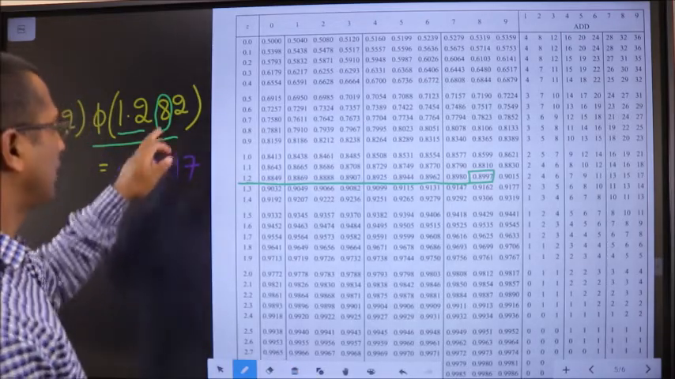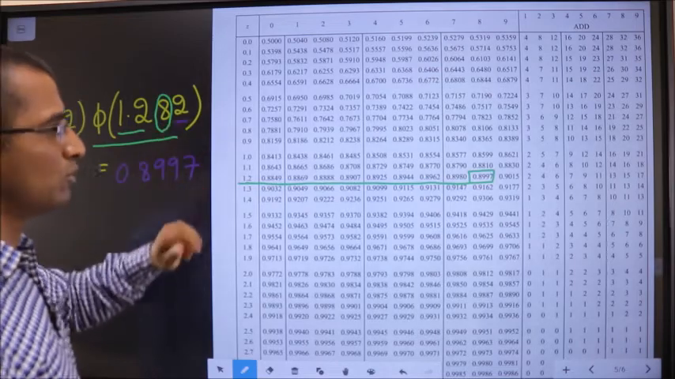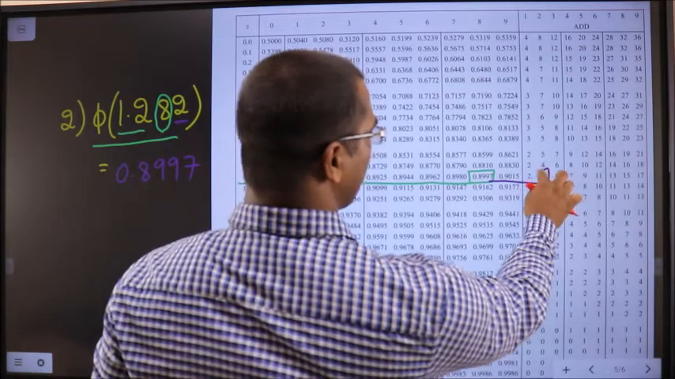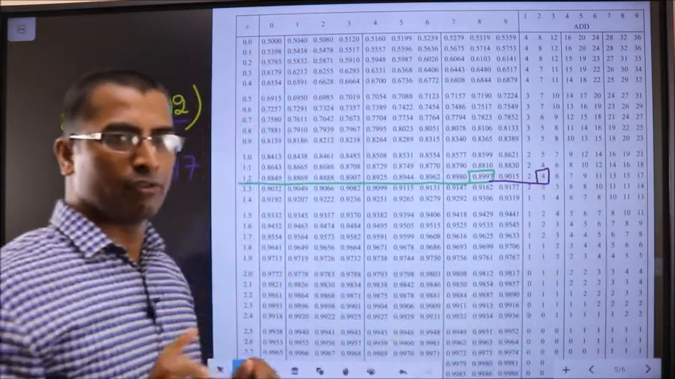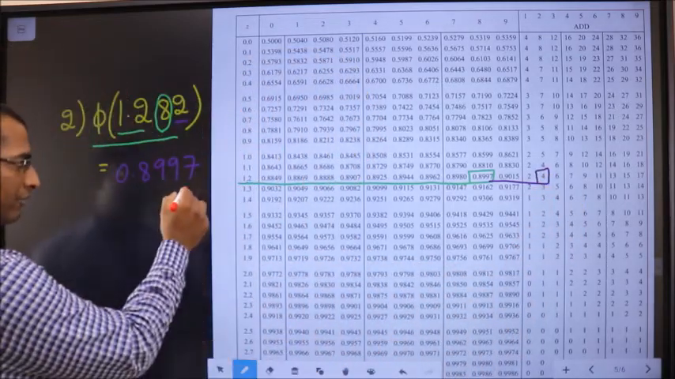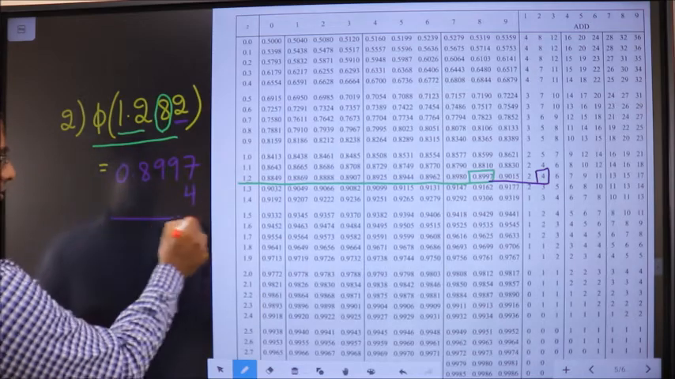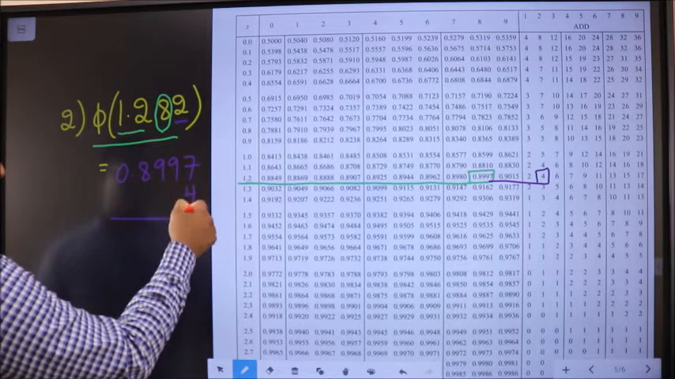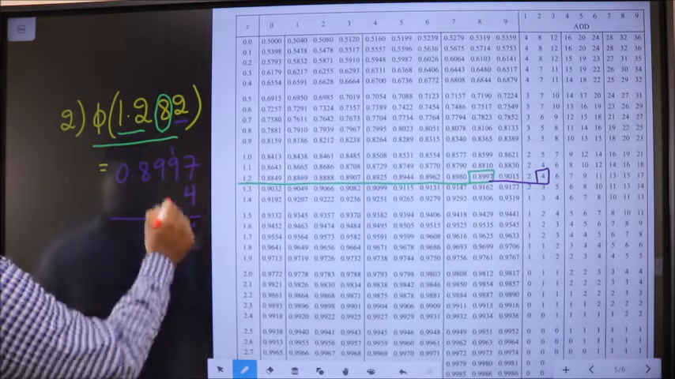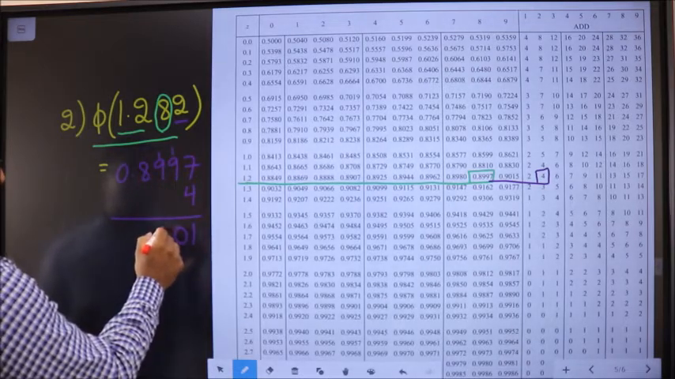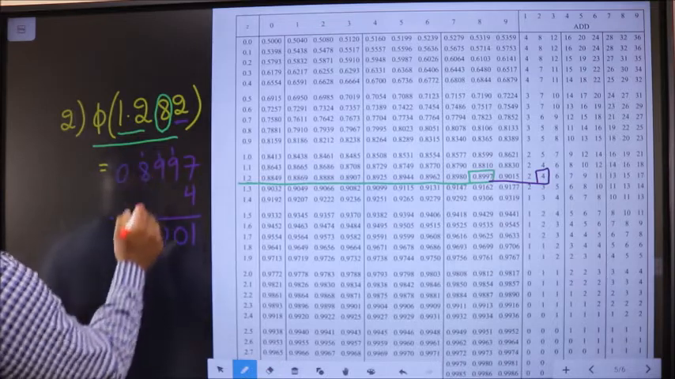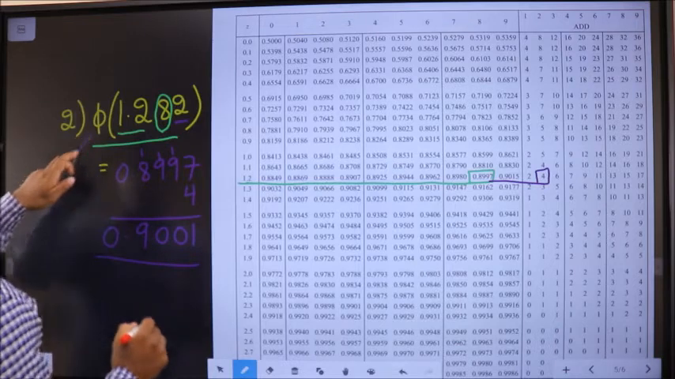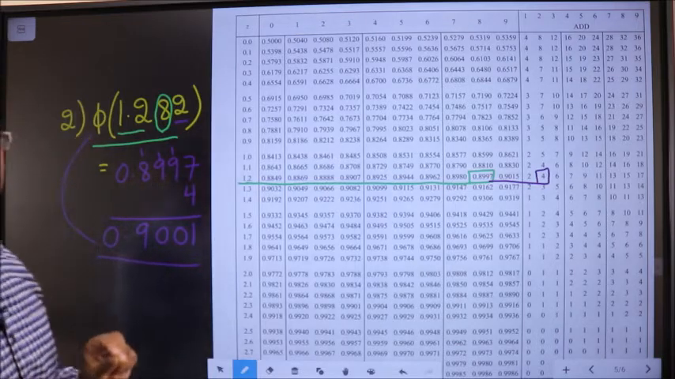Okay. Now the next decimal is 2. So continue the same row. In second position, I have the number 4. So you should add 4 to the end. So what will it result in? 7 plus 4, 11, 1 carried. So here 0, 1, 9 plus 1, 10. So again 0, 1, 8 plus 1 is 9. So this is nothing but 0.9001.